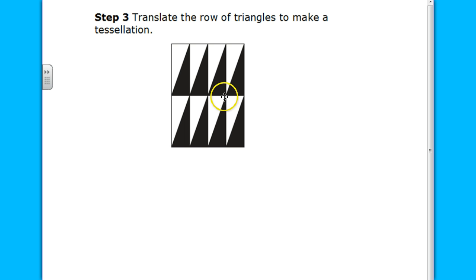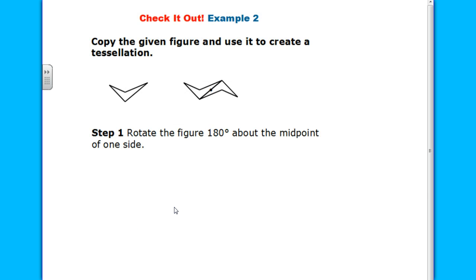Notice at any vertex here, look at this vertex right here. We have 1, 2, 3 different triangles in basically the top row, and 1, 2, 3 different triangles in the bottom row, all meeting at this vertex, which gives us the 360 degrees that we need, right?